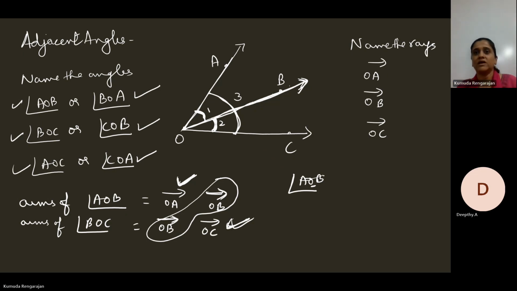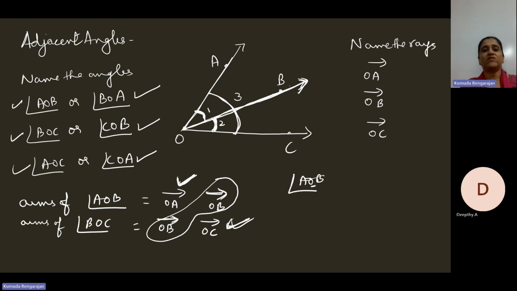So, if 2 angles have a common vertex, if they have a common arm, and if their non-common arms lie on either sides, opposite sides of the common arm, then the two angles are called adjacent angles. All these three conditions must be satisfied. We'll see it again. If you have to call two angles adjacent angles, then the two angles must have a common vertex. Now there are two angles. You have to identify if the two angles can be called adjacent angles.